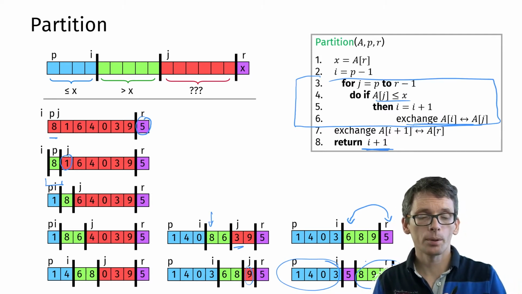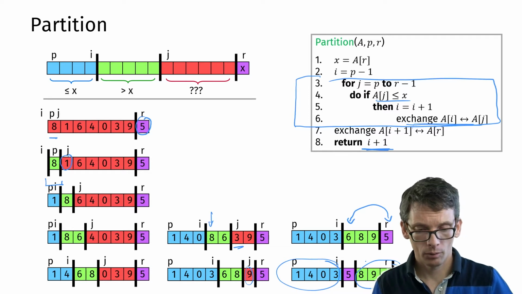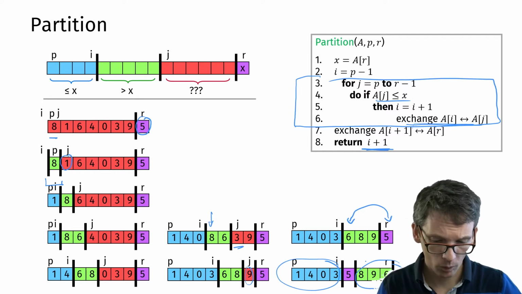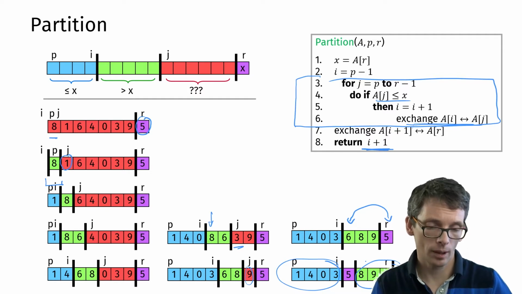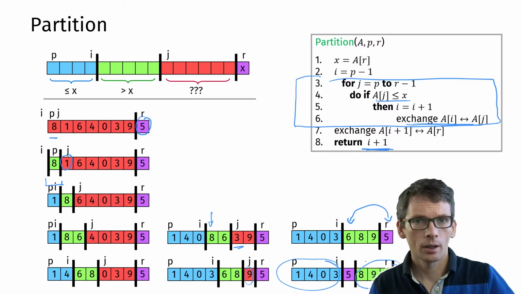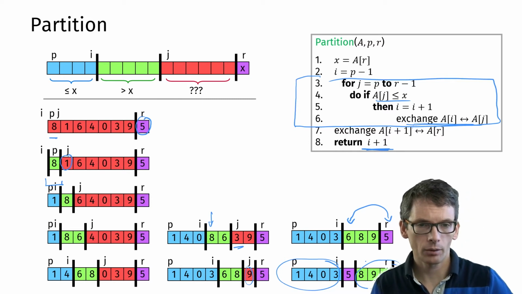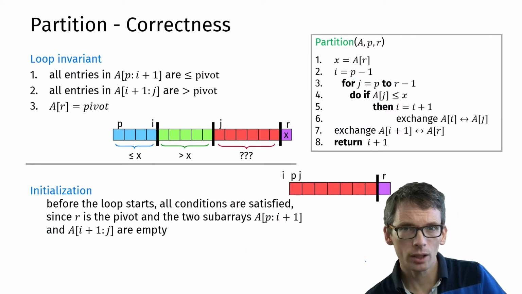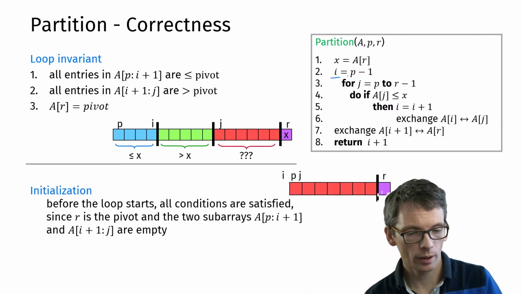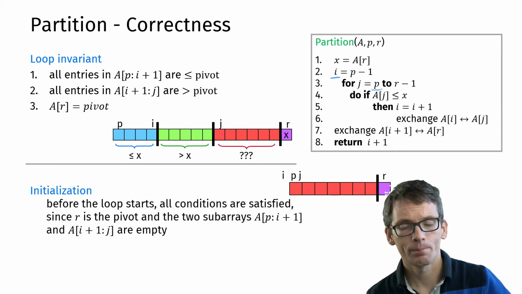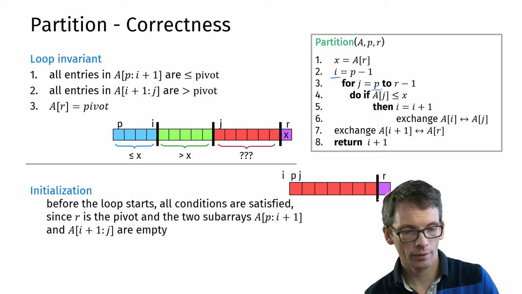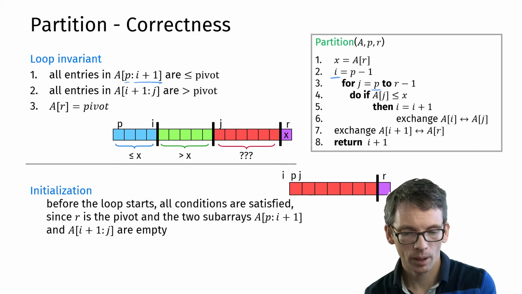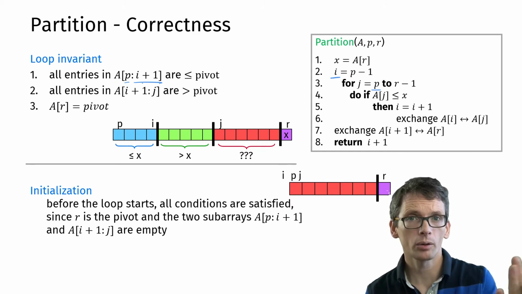Let's prove the loop invariant. The loop invariant was essentially that in blue, so up to i, we have elements smaller equal x. In green, so between i and j, we have elements larger than x, and at the end we have x. So initially, i is p minus 1, and j is p. So in this case, the arrays that we're looking at are empty. I have the array from p to p minus 1 plus 1, from p to p, not including p, so that is empty.